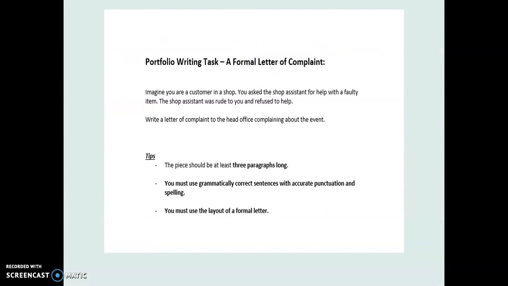This is that document. Portfolio writing task, a formal letter of complaint. Imagine you are a customer in a shop. You asked the shop assistant for help with a faulty item. The shop assistant was rude to you and refused to help. Write a letter of complaint to the head office explaining about the event. The piece should be at least 3 paragraphs long. You must use grammatically correct sentences with accurate punctuation and spelling, and you must use the layout of a formal letter. You can pause the video here while you do that.